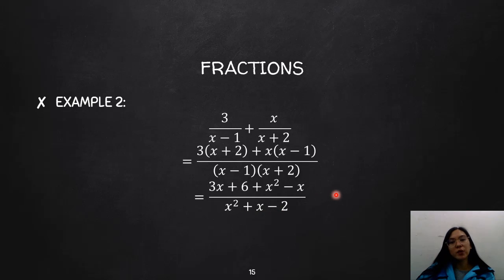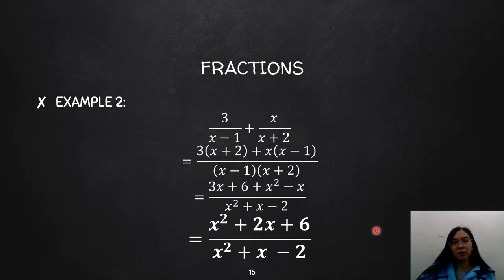And pwede pa po yung i-further simplify into x squared plus 2x plus 6. Tama ba? X squared? Yes. X squared plus 2x plus 6 divided by x squared plus x minus 2. So, sinimplify lang po natin joining like terms together.